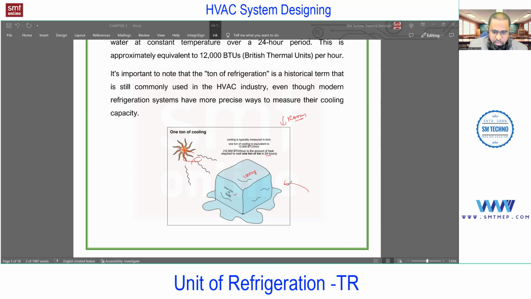So when you enter the room, what do you think? The room temperature will be the same as before 24 hours, or it will drop? It will drop, right? Because of extraction of heat, because of melting of ice. And when you enter the room, you'll feel the cooling effect. So that cooling effect we can call 1 ton of refrigeration. Or technically, the cooling effect produced by melting of 1000 kg of ice in 24 hours, we are considering this time from a calculation point of view. So the cooling effect produced by melting of 1000 kg of ice is 1 ton of refrigeration.